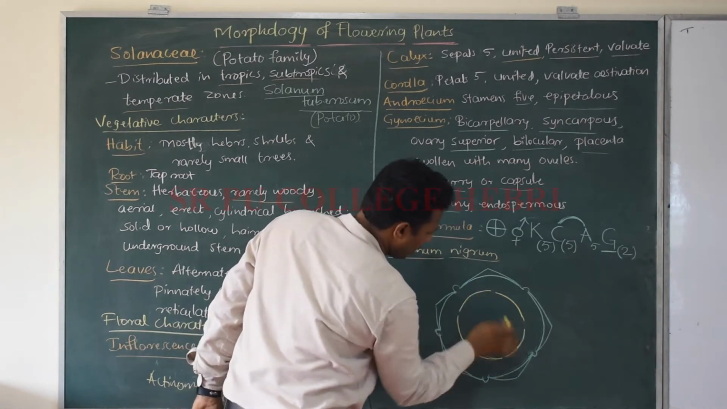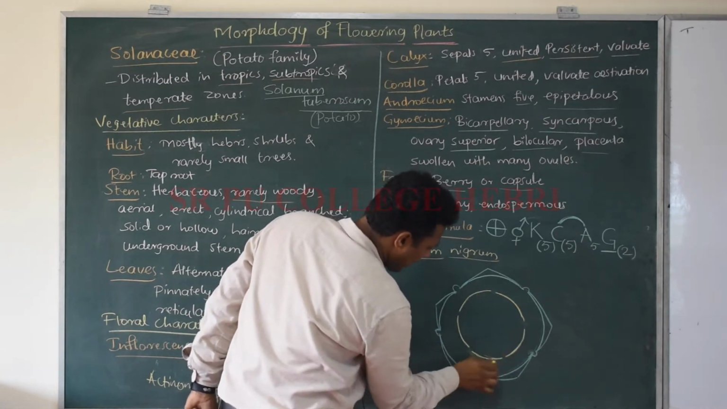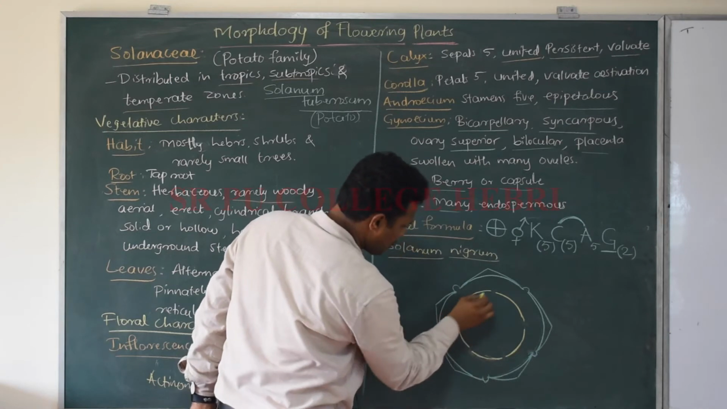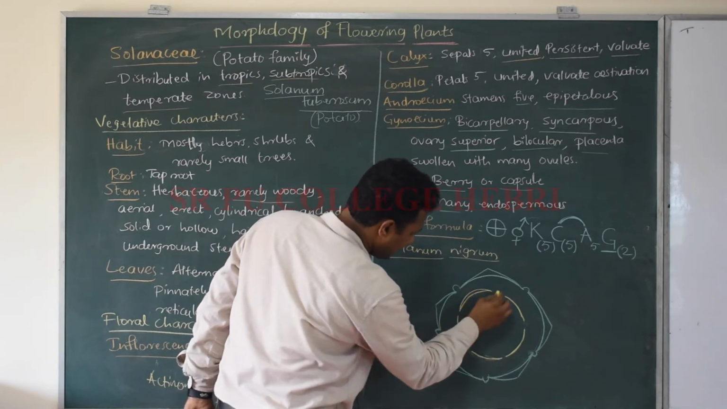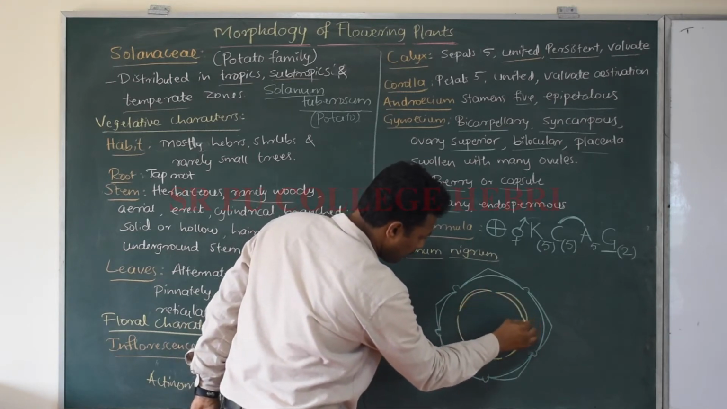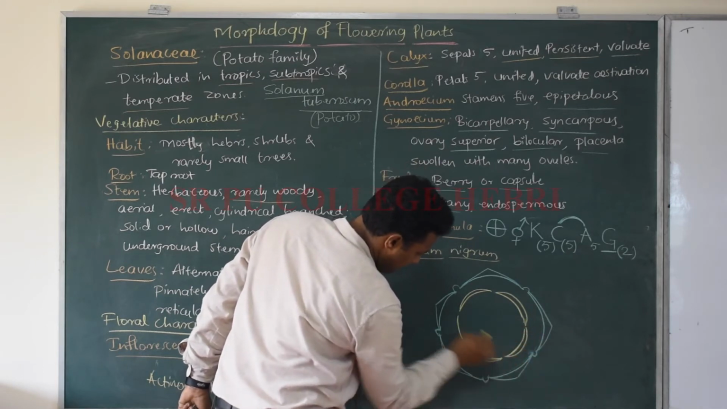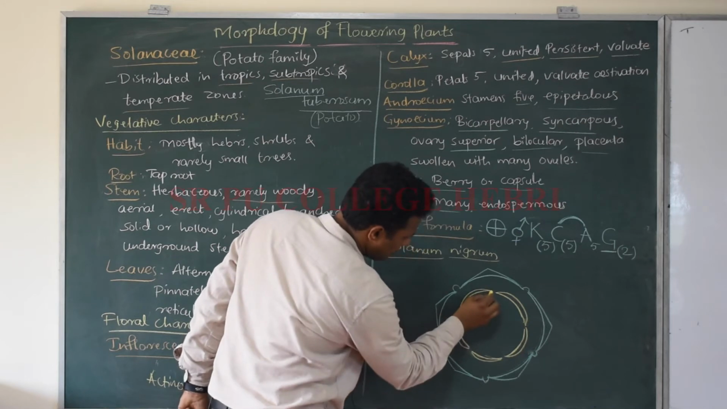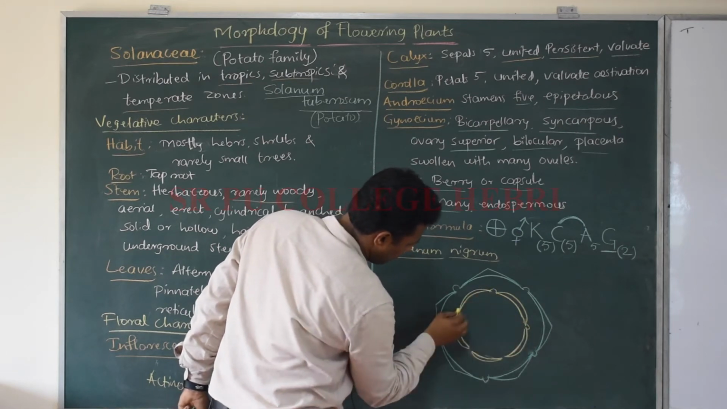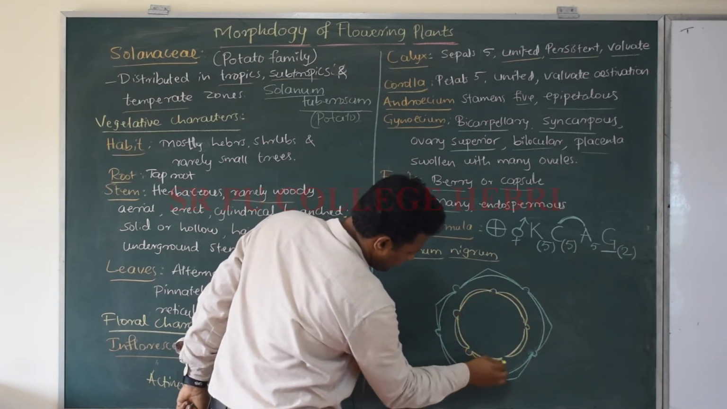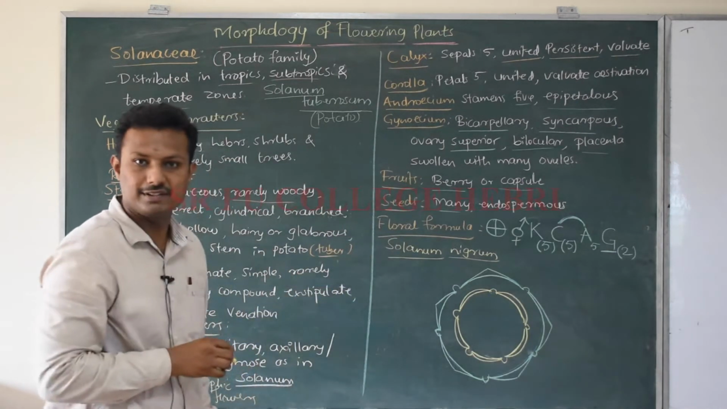And how to show the fusion of these petals, that is the gamopetalous condition, can be also shown by joining them together. How to join them together, I'm going to show you now. Just do it like this. See, this is the fusion of the petals.